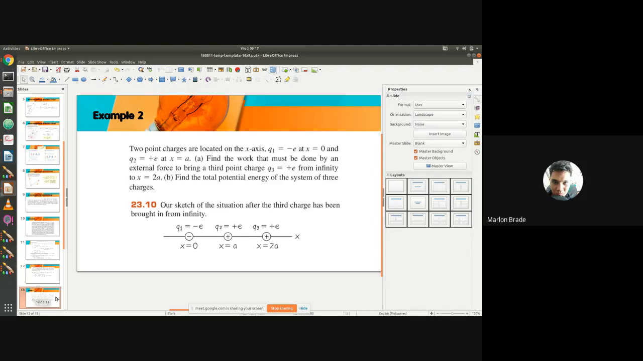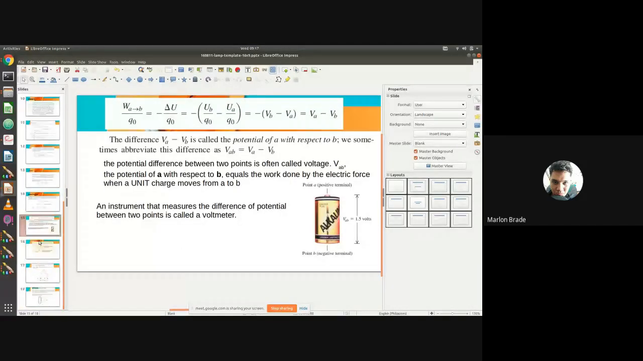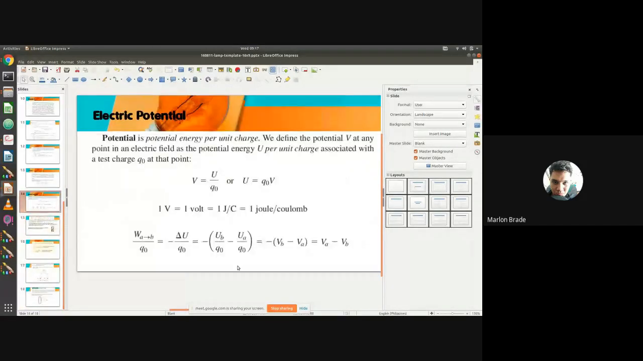So okay, try to solve this one. This is very easy, no? I will give it later. So, okay, let's discuss some concepts.